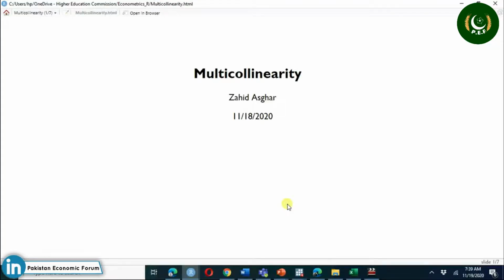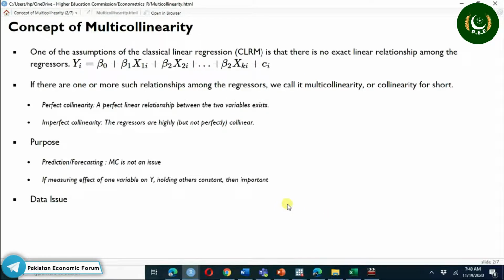Multicollinearity. This is the concept which we are going to discuss in this video, and how I have made these slides using R that I will show you at the end of the video. Okay, what is the concept of multicollinearity?